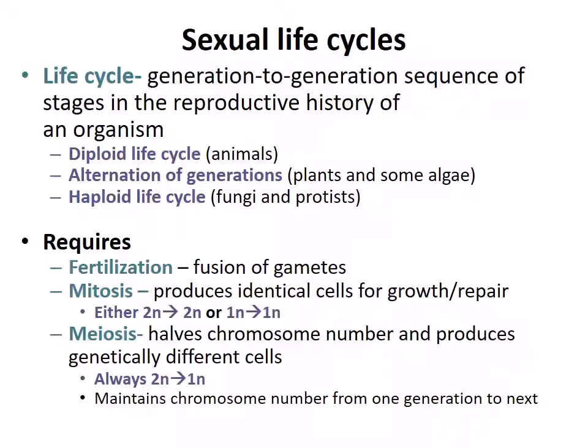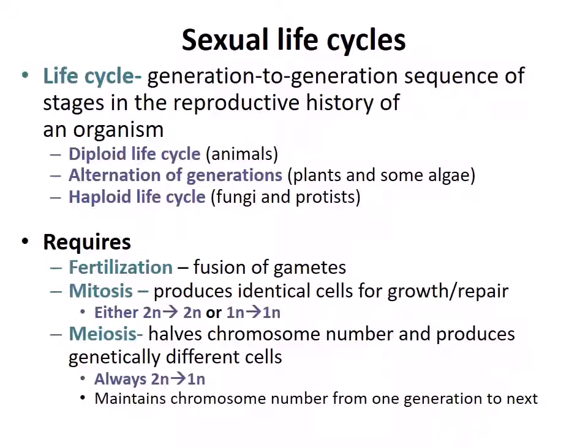Sexual life cycles require fertilization, which is the fusion of gametes, and then mitosis, which produces identical cells for growth and repair. So mitosis can go from diploid to diploid, or it can go from haploid to haploid, but we're keeping the chromosome number the same there. And then meiosis is going to halve the chromosome number and produce genetically different cells.